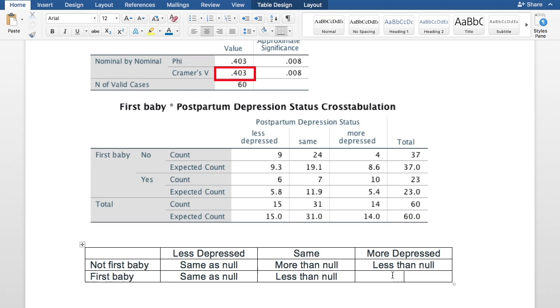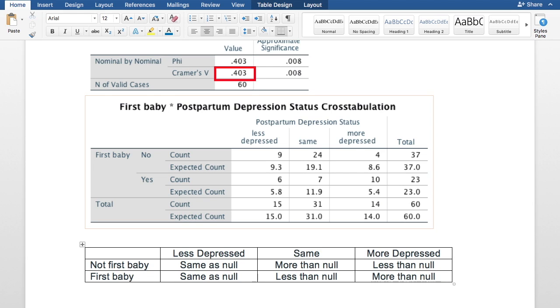Now we have, for those women for whom it is their first baby and they are more depressed now than they were before having that baby, an observed count of 10 and an expected count under the null of 5.4. So we definitely have more than expected under the null.